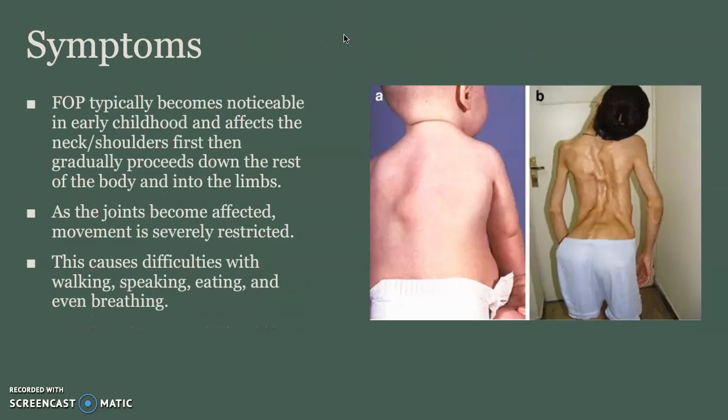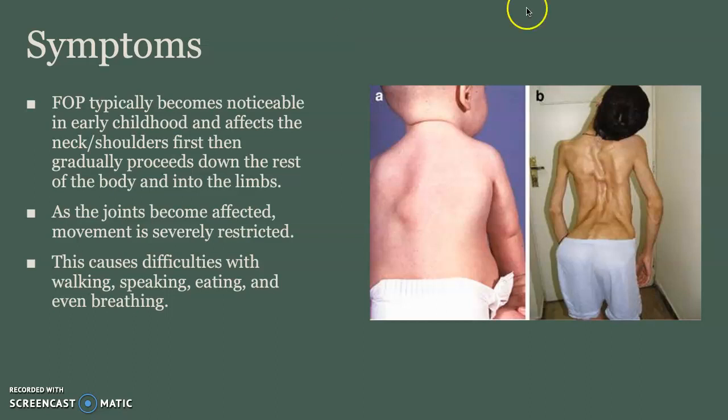So, FOP typically becomes noticeable in early childhood and affects the neck and shoulders first, then gradually proceeds down the rest of the body and into the limbs. As the joints become affected, movement is severely restricted. This causes difficulties with a variety of things, such as walking, speaking, eating, and even breathing. If the ossification has become too severe around the ribs, it actually does not allow the lungs to expand properly.